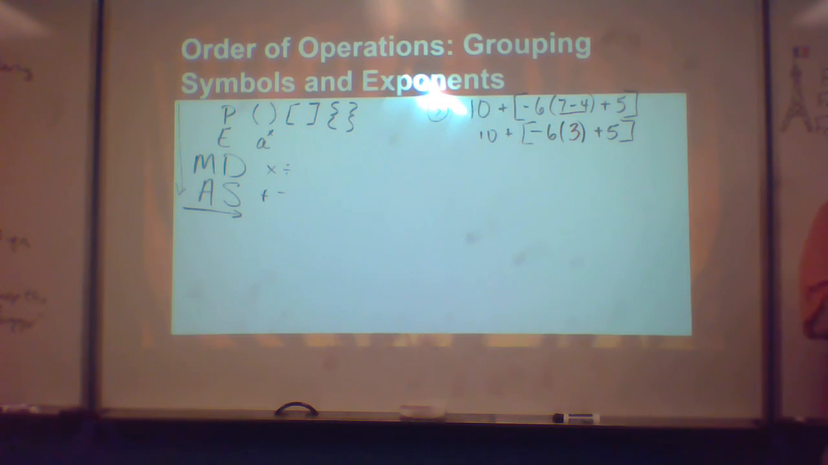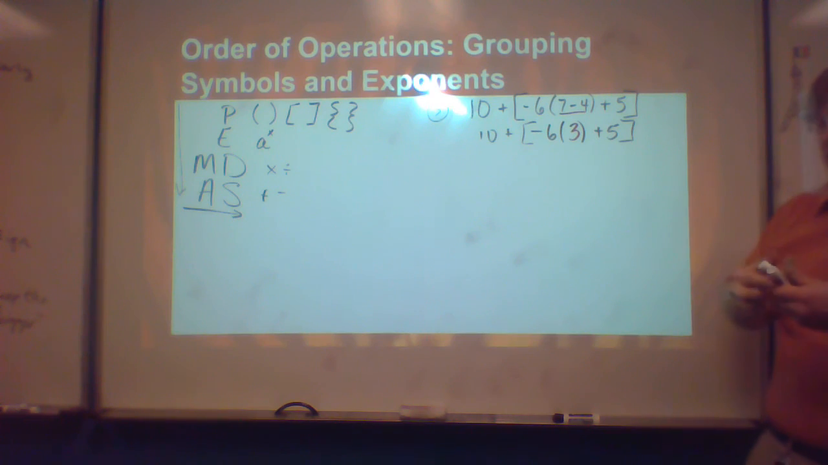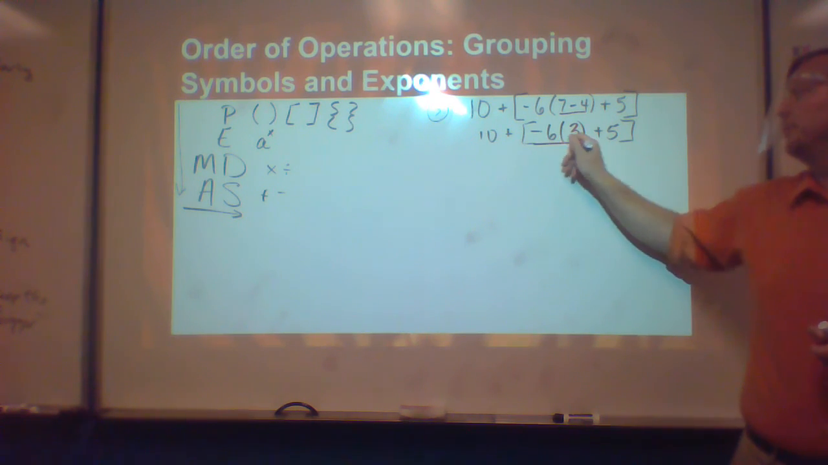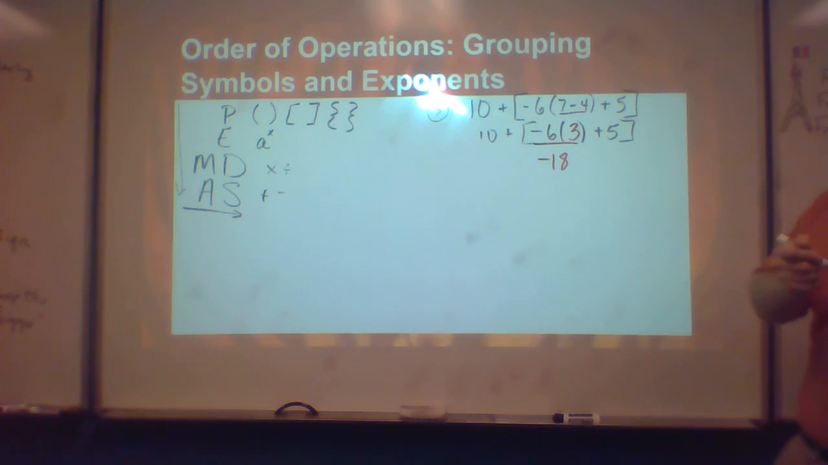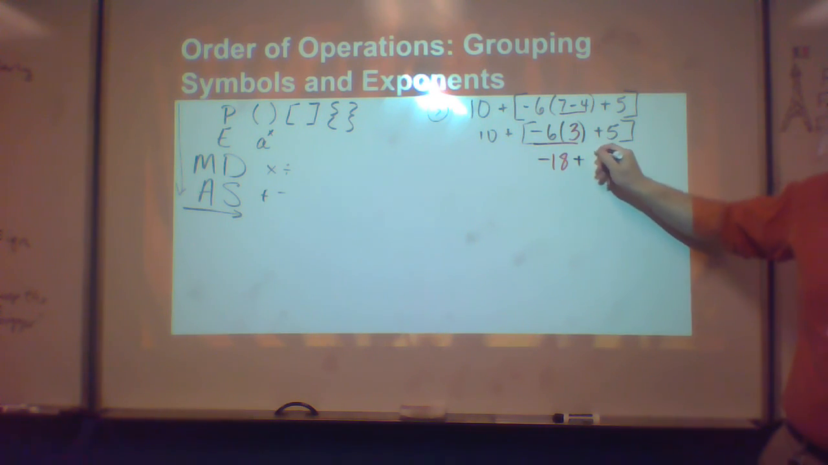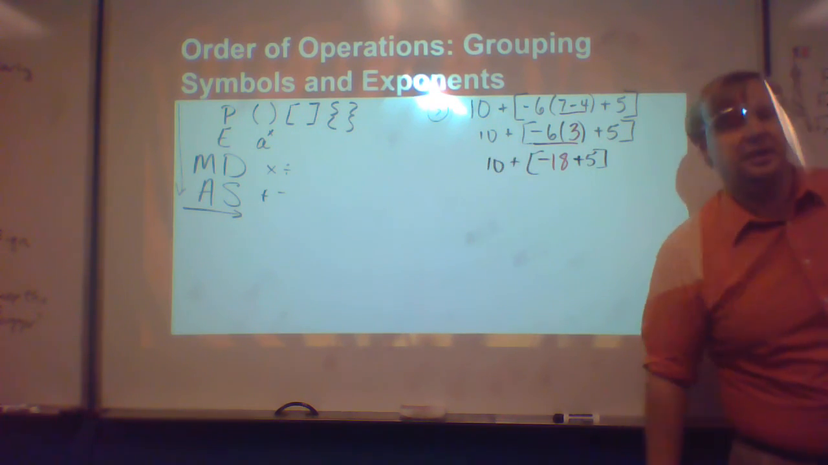Yes, Seth? Negative 6 times 3. That's right. Now we're moving on to multiplication inside the brackets. So how much is that, sir? Negative 18. Negative 18, yes. So then plus 5. We go put a plus 10 on that side.